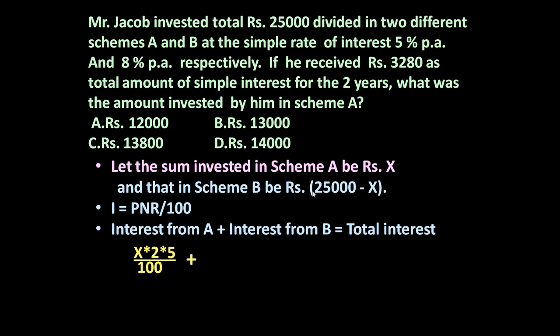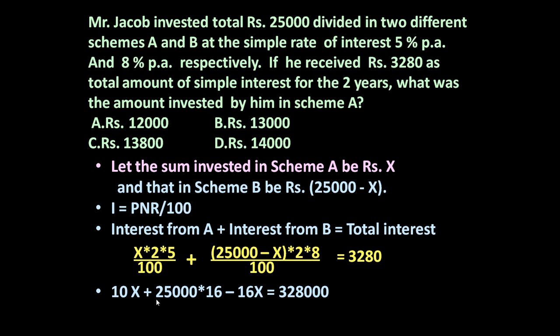In B he invested rupees 25,000 minus X for 2 years. 25,000 minus X. N is number of years 2. Rate of interest is 8 divided by 100. This total interest is equal to 3280. It is given. So we got this equation. Now let us simplify this.